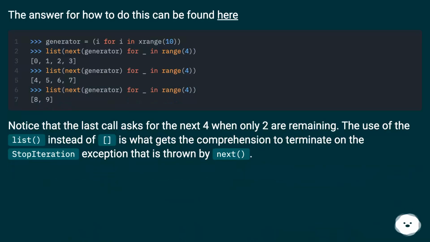The answer for how to do this can be found here. Notice that the last call asks for the next foo and only 2 are remaining. The use of the list, instead of, is what gets the comprehension to terminate on the StopIteration exception that is thrown by next.